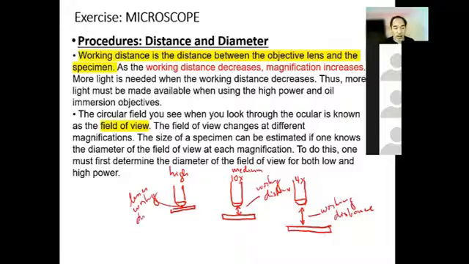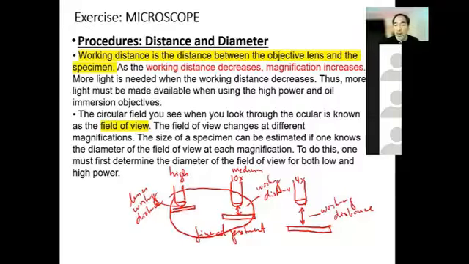Lesser working distance. That means you really have to be careful when you use the high and medium power objectives. You only have to use the fine adjustment. Why? Because if you use the coarse adjustment, you can break the lens or break the slide, because the working distance is lesser when you keep on going to the higher magnification. So that is what working distance is.